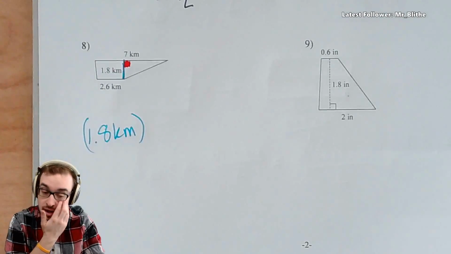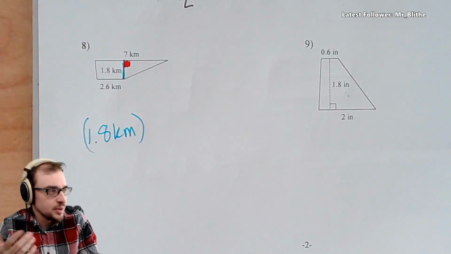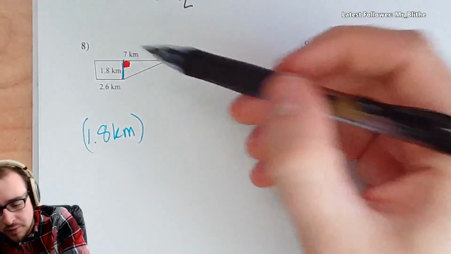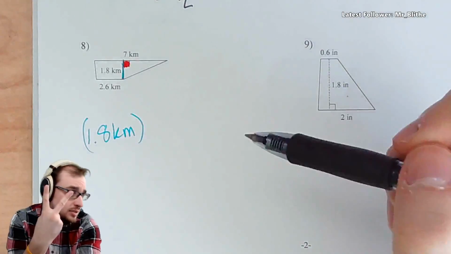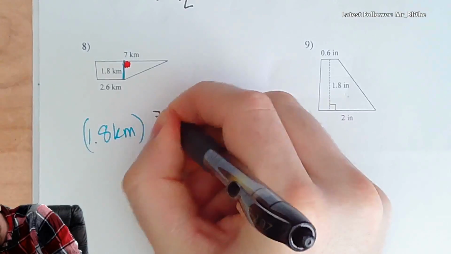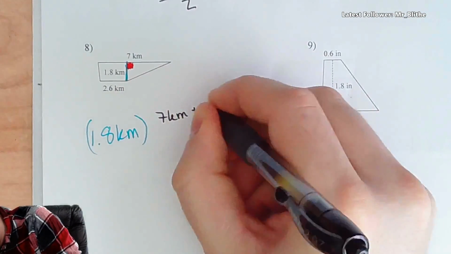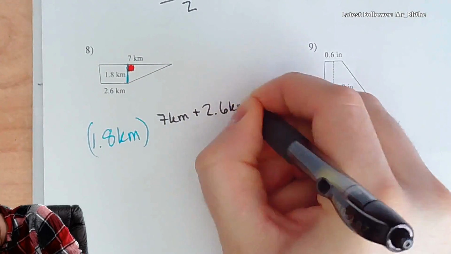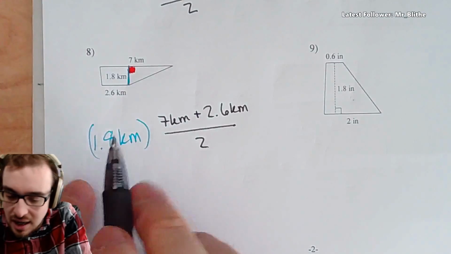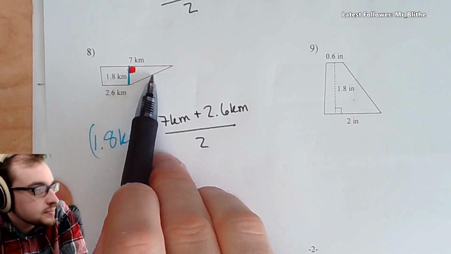I'm going to times that by the average of our bases. Now, the way we average something is we add them up and divide by the number of pieces, right? Well, we have base 1 and base 2, so we have 2 pieces. So we're going to add those up and divide by 2. So we're going to take 7 kilometers plus 2.6 kilometers, and we're going to divide that by 2. That's going to find us our average, which is going to be this line that goes from here to here.